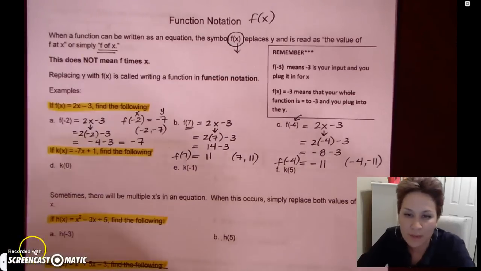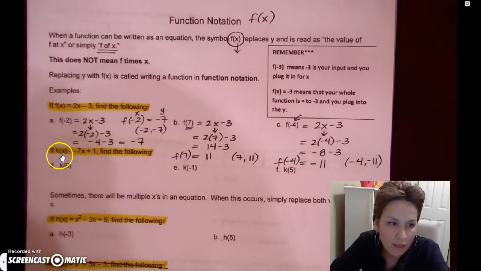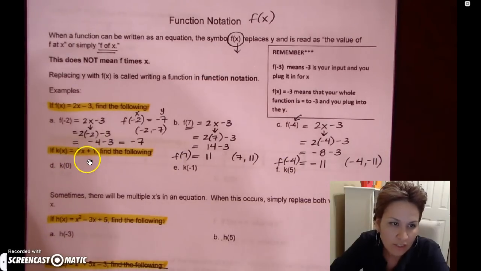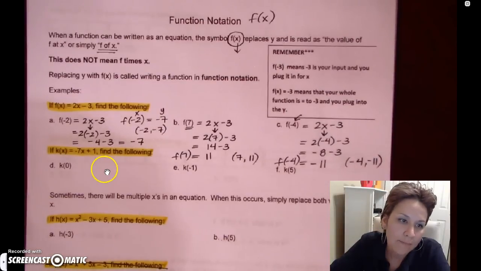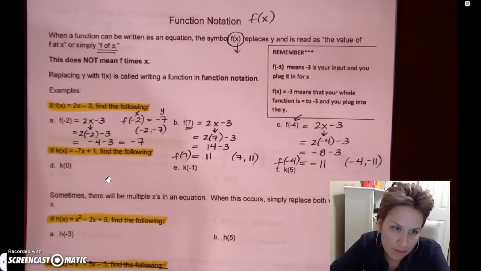So using the three examples that I just gave you, I want you to try letters D, E, and F. The function has changed to k of x. k of x is negative 7x plus 1. So I'm going to give you a few seconds. I'm going to pause it, let you work on it. You pause the video as well, and then I'm going to show you the answers. Ready? Go.